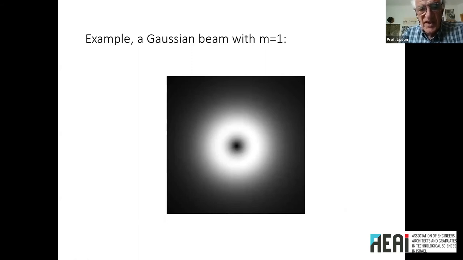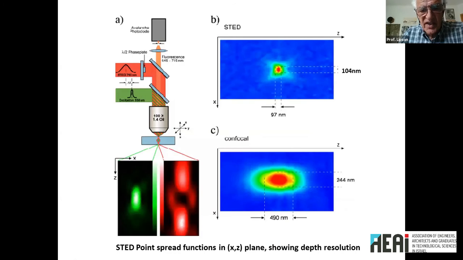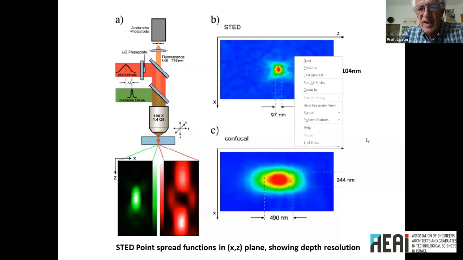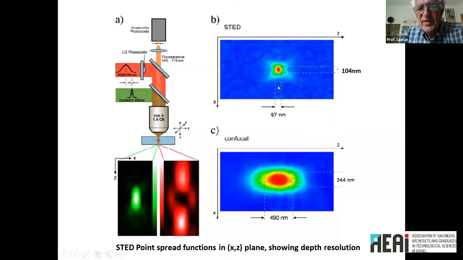Then this is the system, as I said, and you can see here a comparison of the point spread function in three dimensions. Again, this works in three dimensions, in the depth and the radius. On this picture from the original plane, Z is the radius and X is the depth, but anyhow.